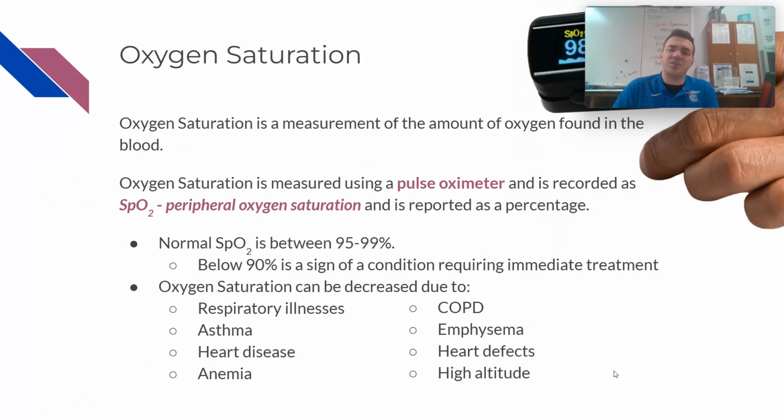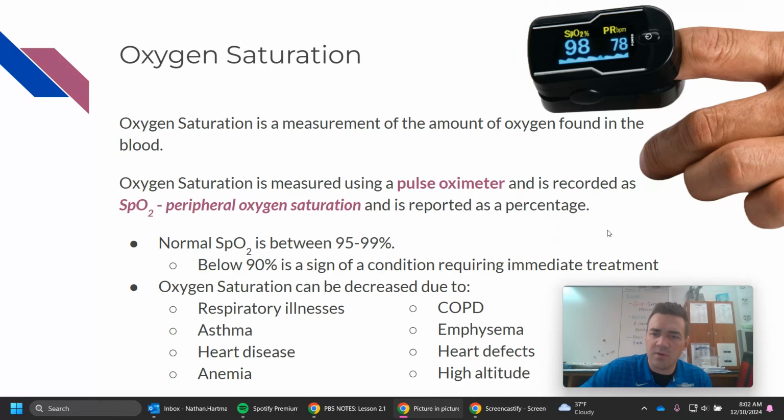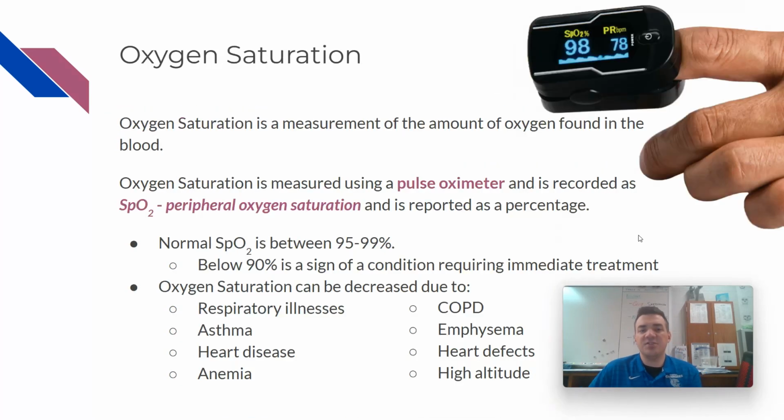All right, then we have oxygen saturation. So oxygen saturation, here, and you can see the pulse oximeter over here. Let me move myself. All right, there we go. Oh, too far. Oxygen saturation, like I said before, is basically just saying how saturated the blood is with oxygen. So your blood should be carrying a lot of oxygen. Normal peripheral oxygen saturation, which is abbreviated SpO2, is between 95 to 99%. If you're between 95 and 99%, you're good.